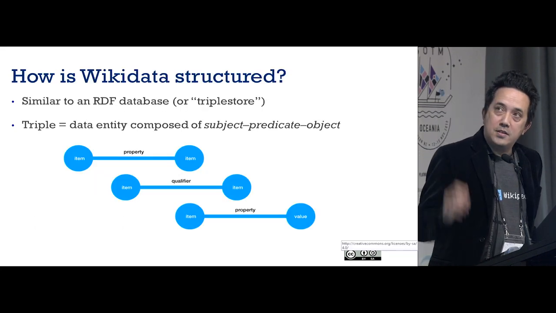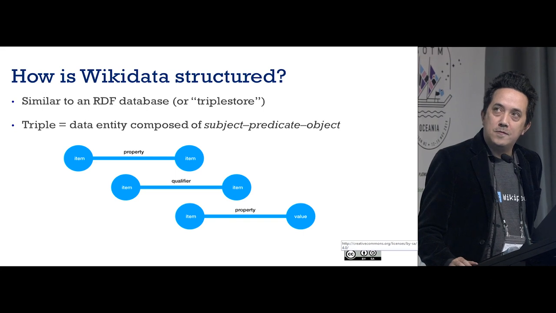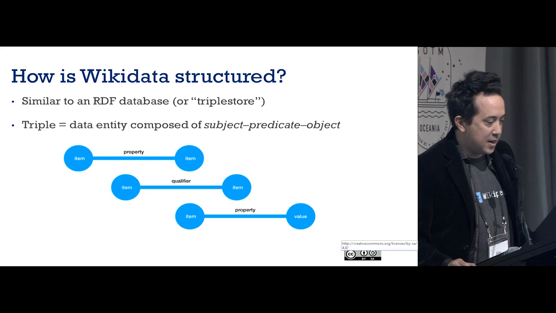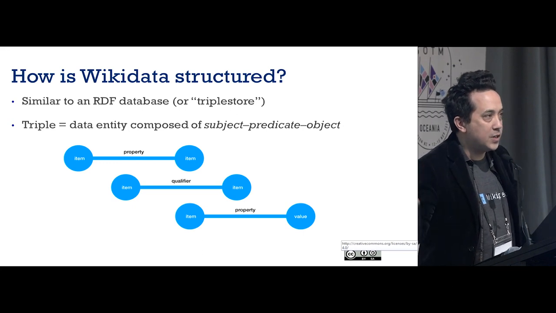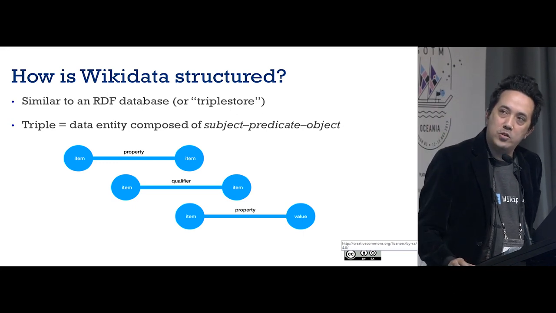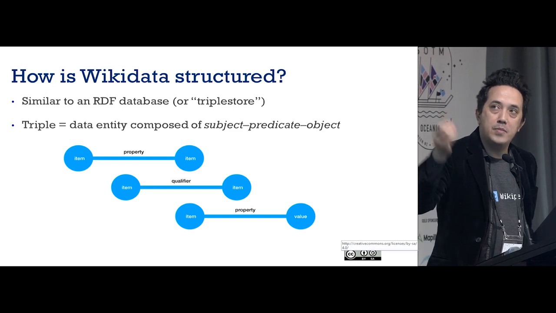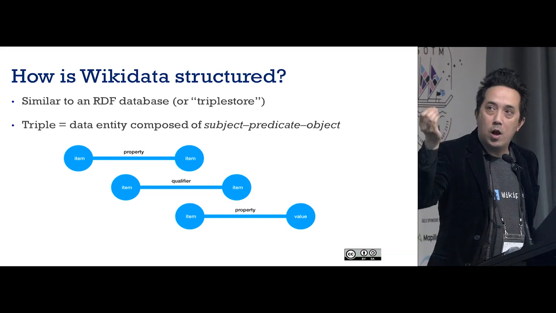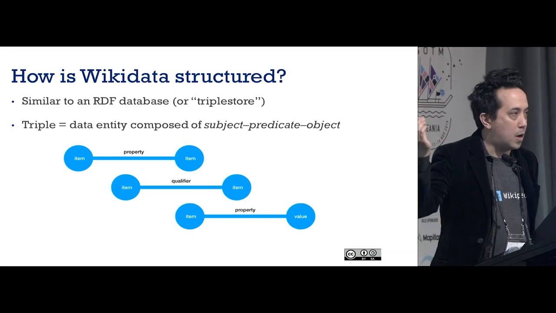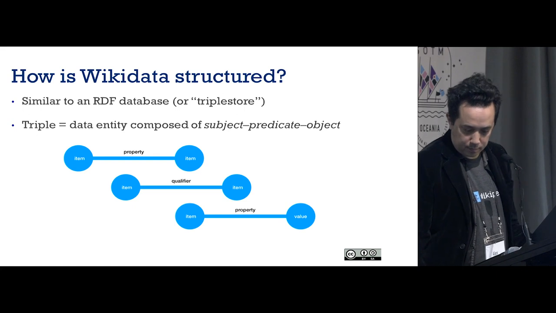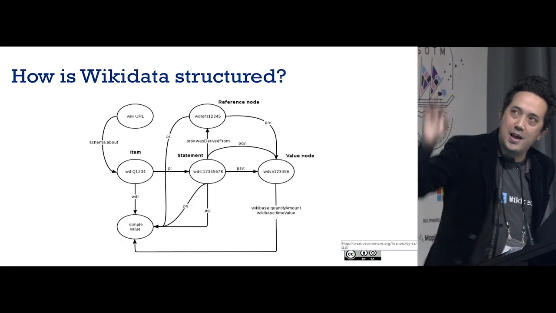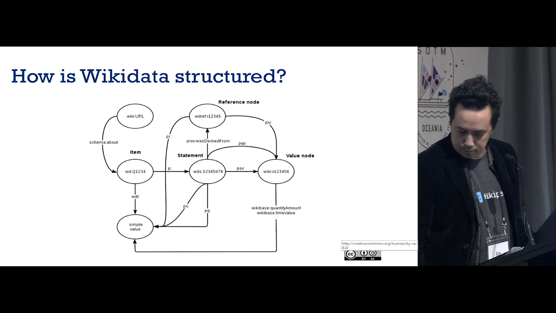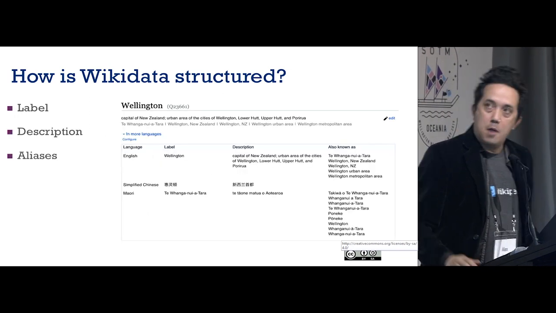So Wikidata is essentially an RDF, Resource Description Framework, database, or a triple store. A triple is a data entity composed of a subject, predicate, and an object. So like these barbell diagrams. So in Wikidata, an item can be linked by a property to another item, or an item can have a qualifier, which links it to another item, or a property which links it to a value. Here's a more complicated diagram of the Wikidata schema. But I'll just show you through a basic example.